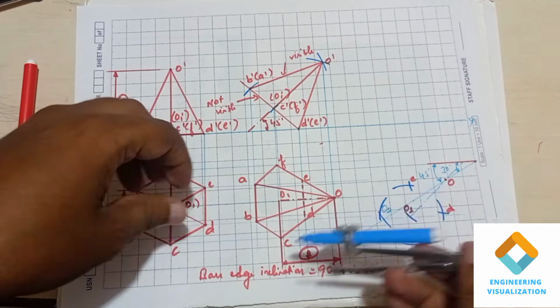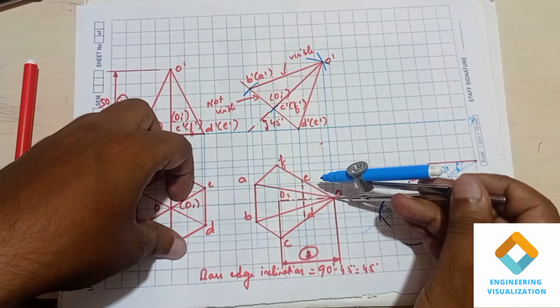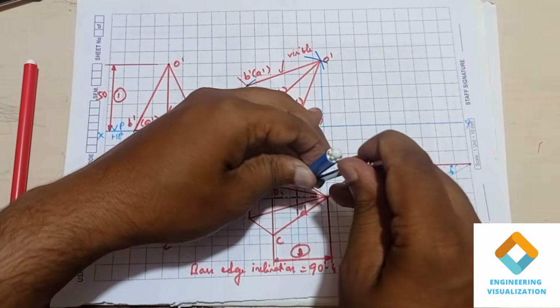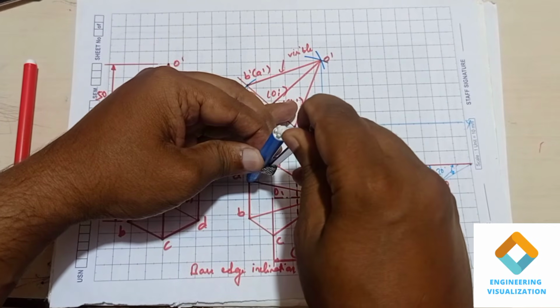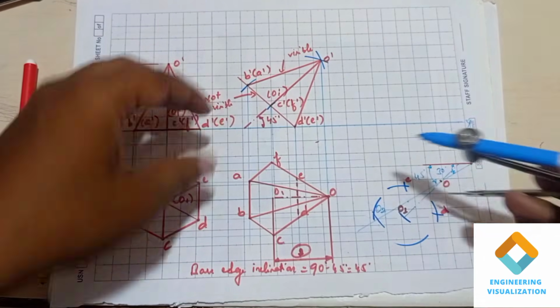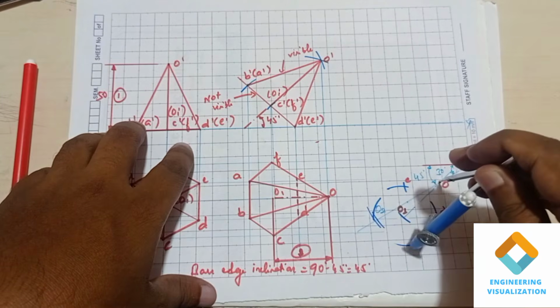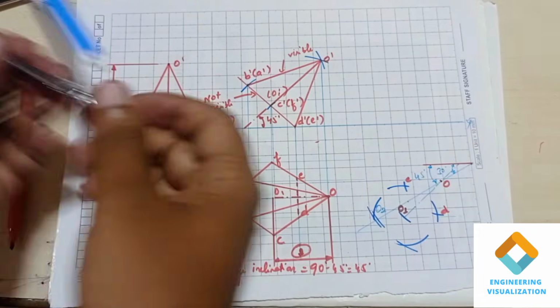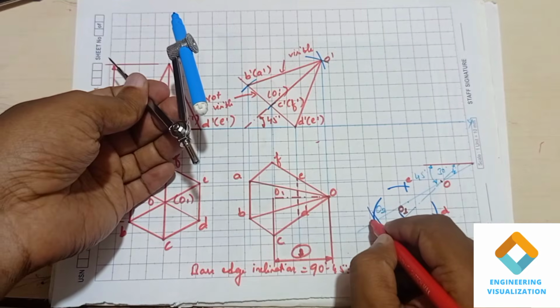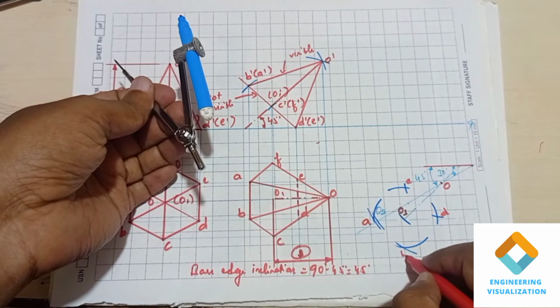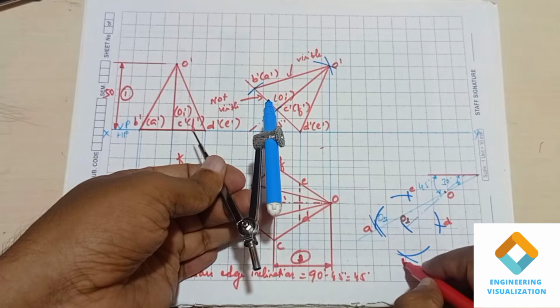Okay, now we have to measure from O to A. Keep at the reference point of O and cut the arc, cut these two arcs and write down the naming as A and B.